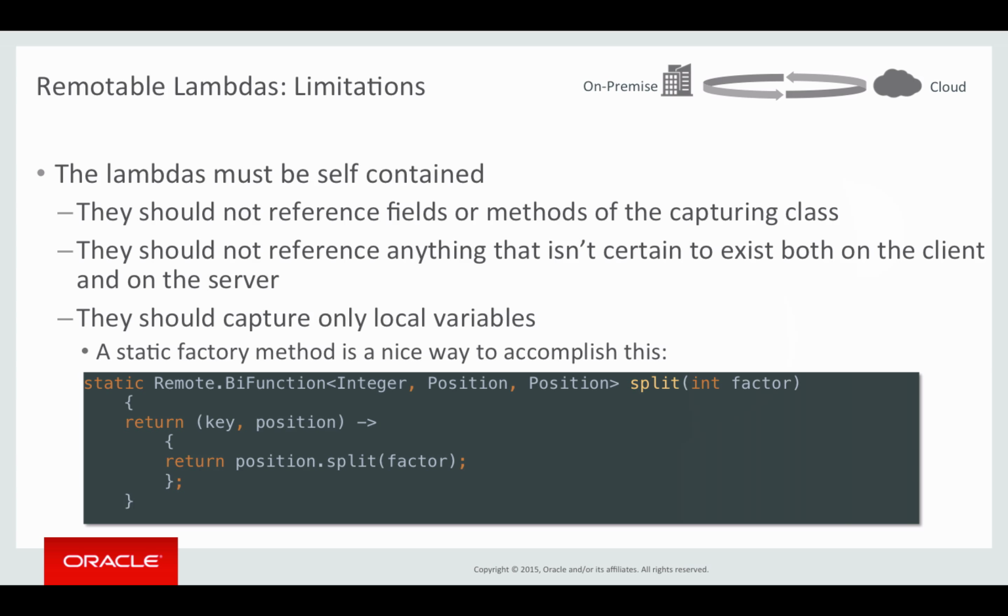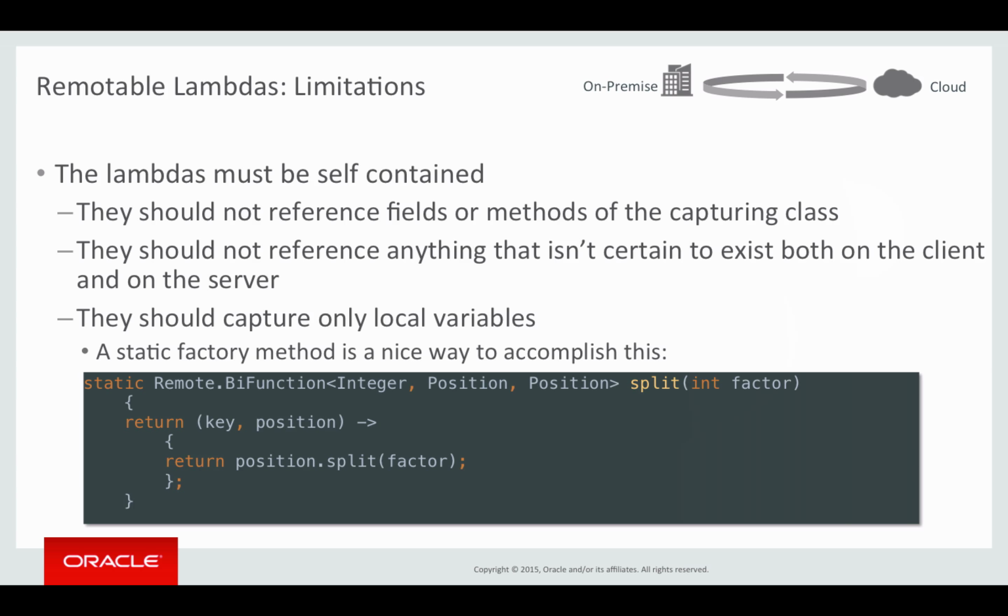And two, it will give you an easy way to pass arguments that need to be captured, and it will turn those things into local variables. So anything that's passed as an argument to this split method, such as factor, could possibly be a field in the capturing class, but you have to pass it in as an argument to the method, which effectively turns it into a local variable. So that gives us 2 out of 3 things.